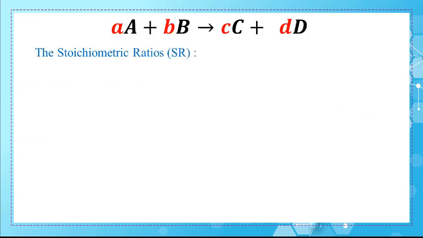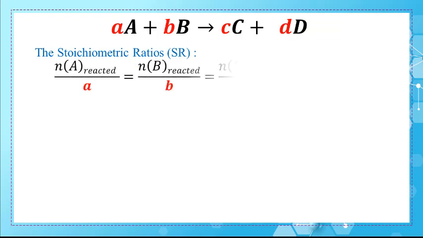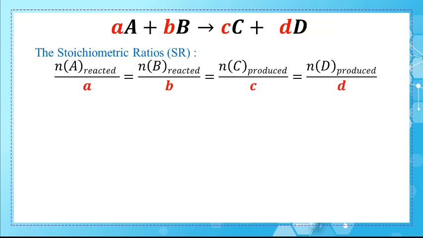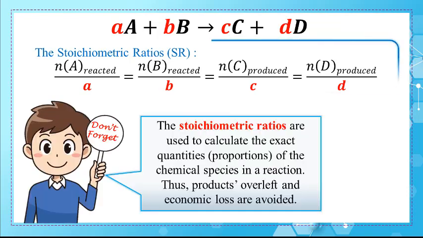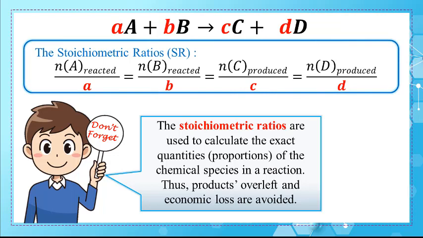In a chemical equation, the stoichiometric ratios SR are written in this way: number of moles of A reacted over a equals number of moles of B reacted over b equals number of moles of C produced over c equals number of moles of D produced over d. The stoichiometric ratios are used to calculate the exact quantities of the chemical species in a reaction. Thus, products overlapped and economic loss are avoided.